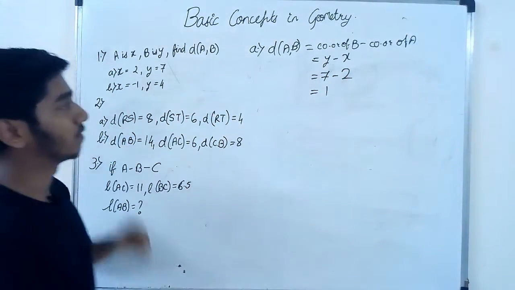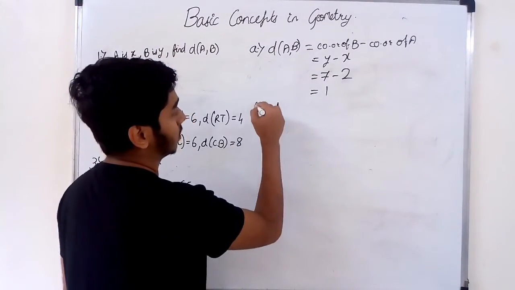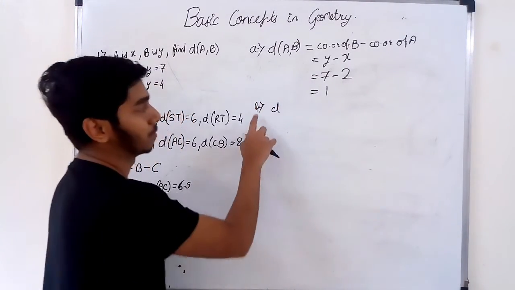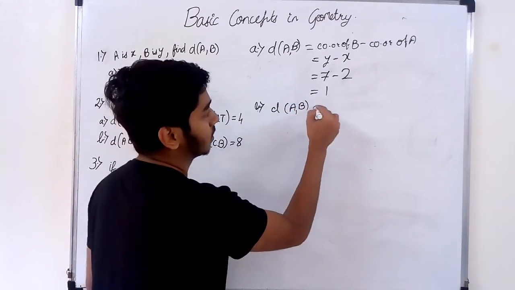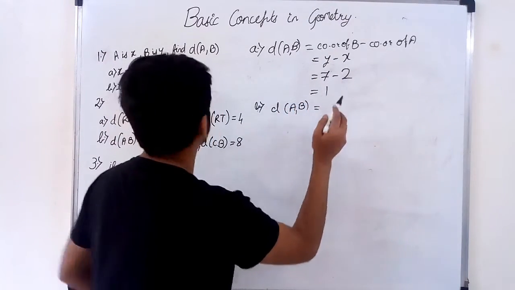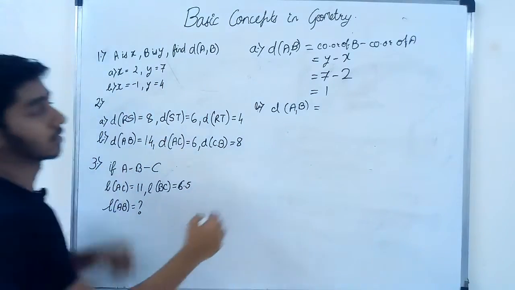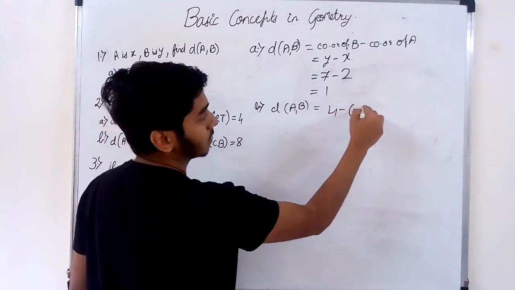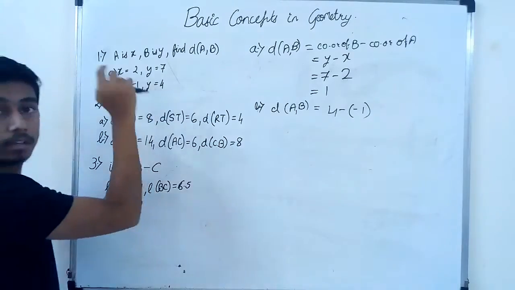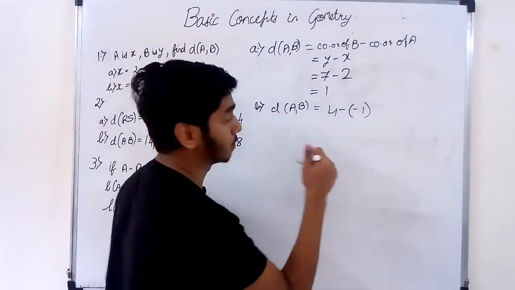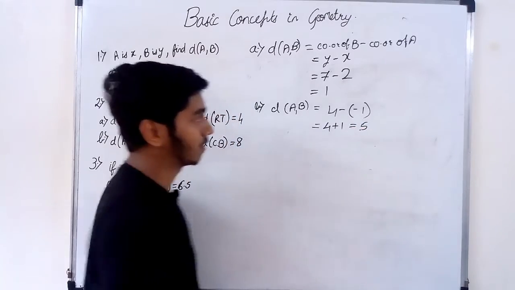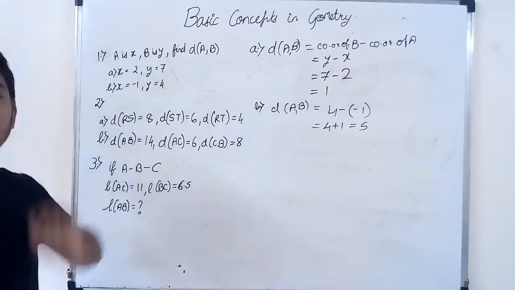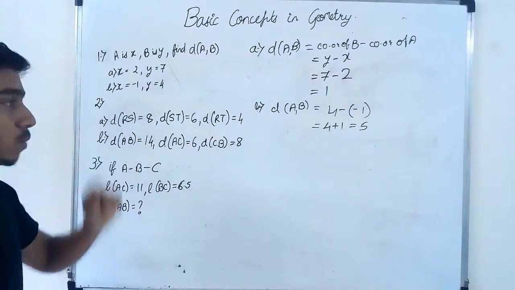Okay. Same way for the other part, which is part B, we can find distance AB. Same way, Y minus X. So that will be 4 minus minus 1. Okay, so minus into minus, you know that it's plus, so 4 plus 1 equal to 5. Okay, so I hope you understood the first question. Let's see the next one.